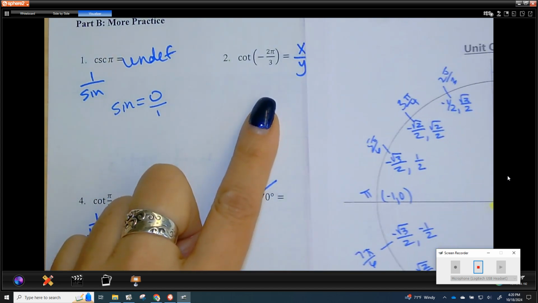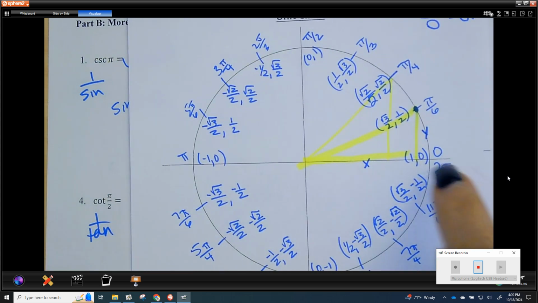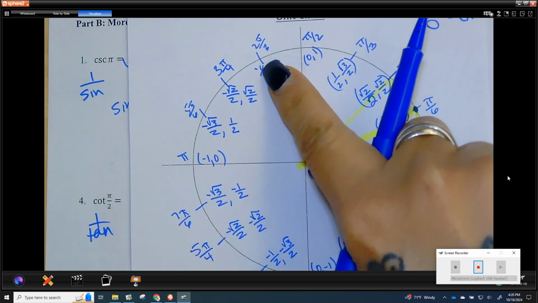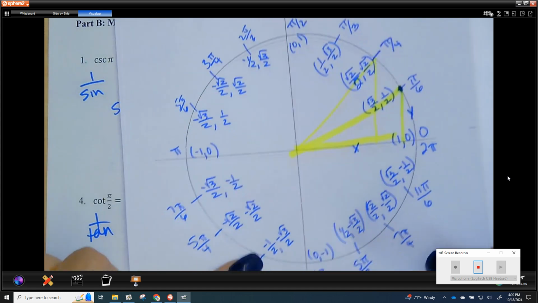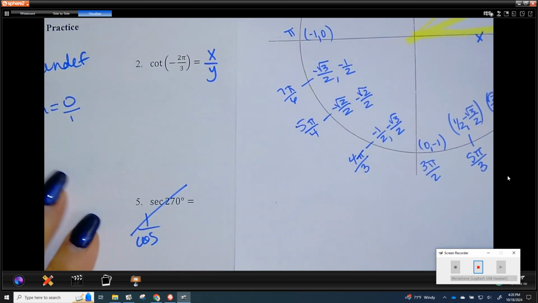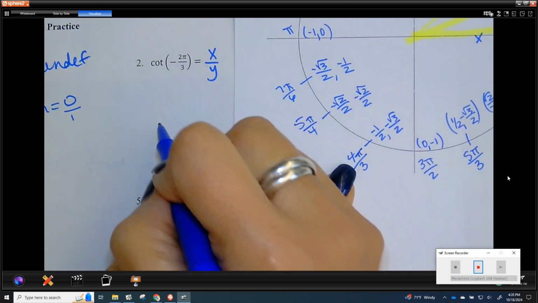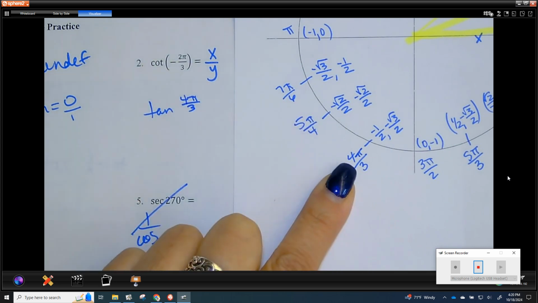Cotangent of -2 pi over 3. Remember how I told you to find that? So I find 2 pi over 3, which is right here, which means negative is this one right here, equivalent to 4 pi over 3. So tangent of 4 pi over 3. That's the one we're looking at.